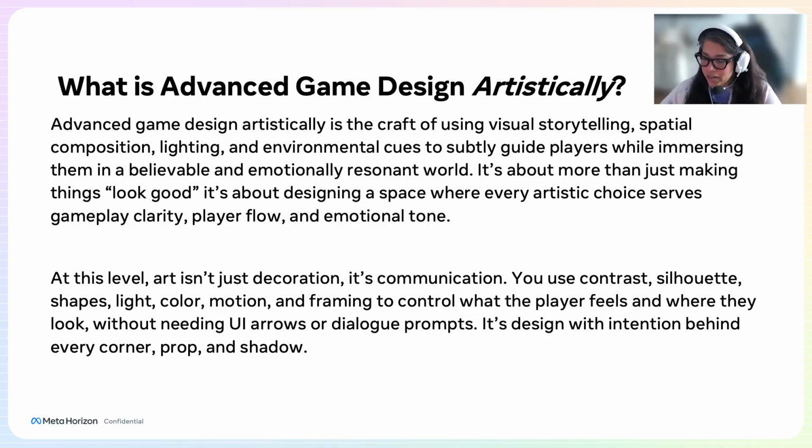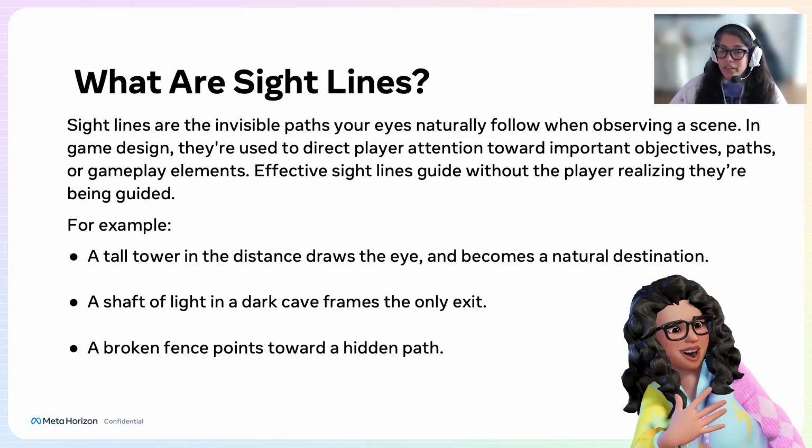You use contrast, silhouette, shapes, light, color, motion, and framing to control what the player feels and where they look without needing UI arrows or dialogue prompts. It's designed with intention behind every corner, prop, and shadow. And next, we're going to be talking a little bit about sightlines.